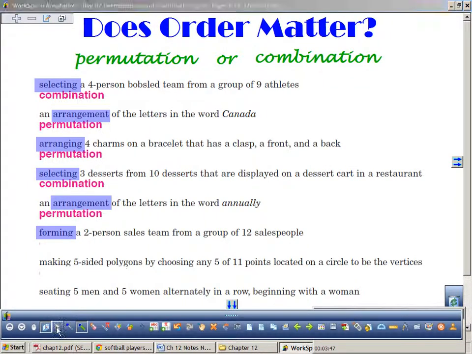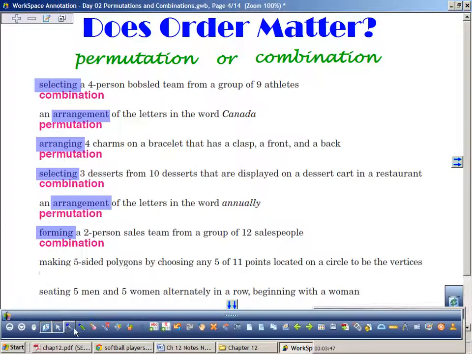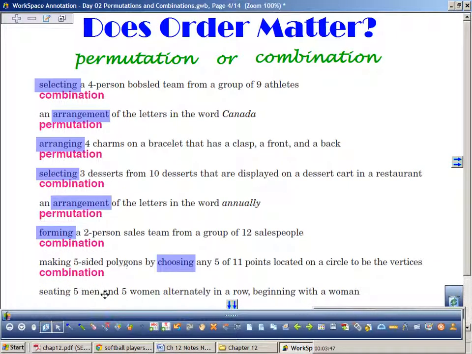Forming is not arranging. Making 5-sided polygons by choosing any 5 of 11 points located on a circle to be the vertices. I see the word choosing. Choosing tells me combination.